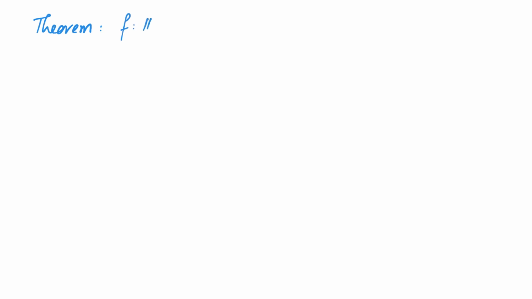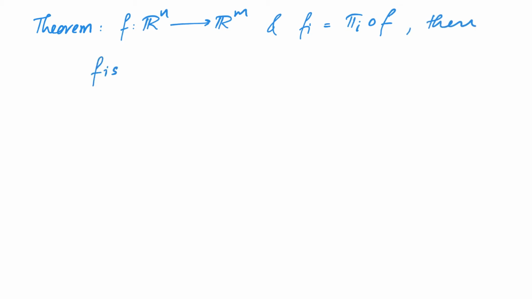Let us repeat the theorem. Let f be a function from Rn to Rm. And let fi be equal to pi i composed with f, that is, fi are the component functions of f. Then, f is continuous if and only if all the component functions fi are continuous.